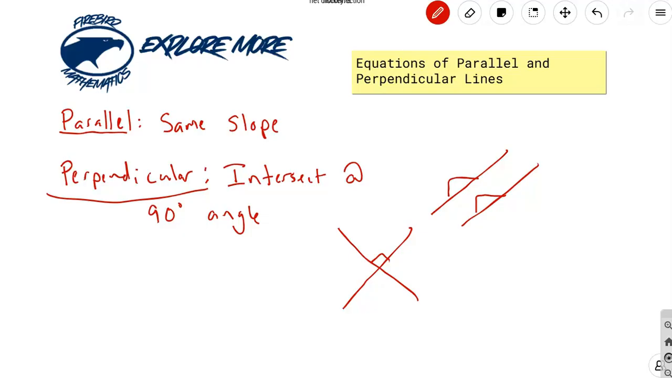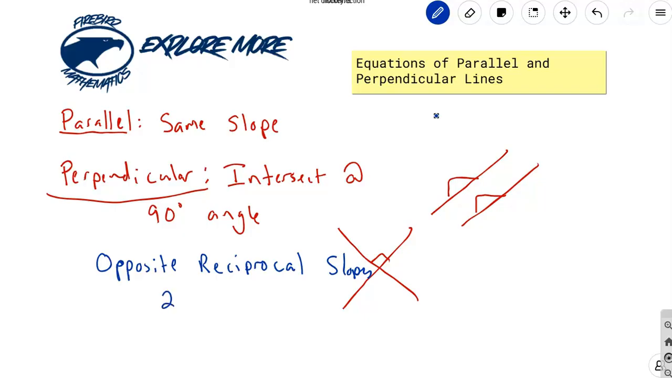So perpendicular lines, we say that they have opposite reciprocal slopes. So we talked about the word reciprocal this year already when we were solving equations with fractions. So reciprocal means we're going to flip the fraction upside down. Opposite means that if it was positive, now it's going to be negative. If it was negative, now it's going to be positive.